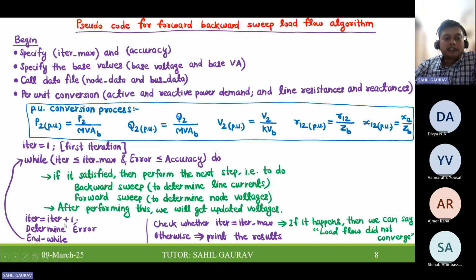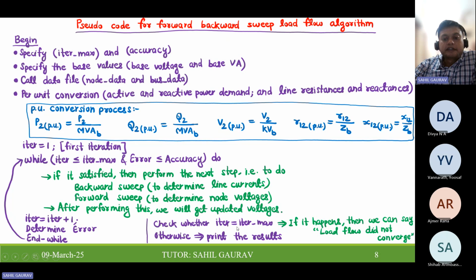Now we have the updated iteration value and error value, and we again put them in the while loop, where if it satisfies the condition, the loop will run again. The backward and forward sweep will run, and it gives its iteration value and error value. After following some iterations, it reaches values where the condition is not satisfied, and then it will print the results.